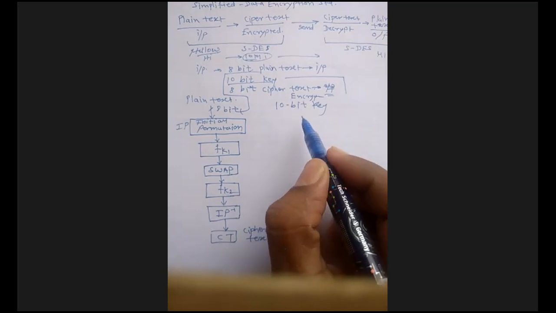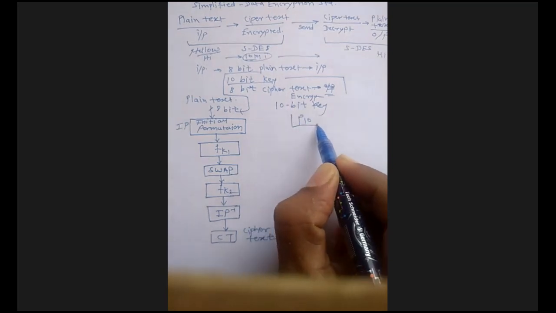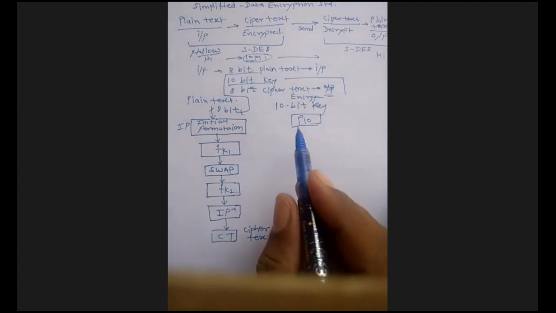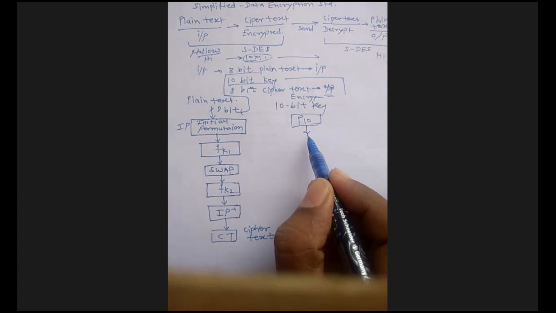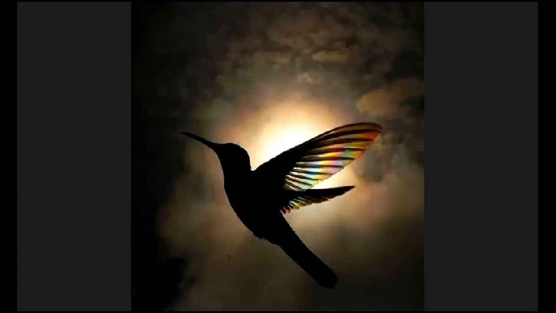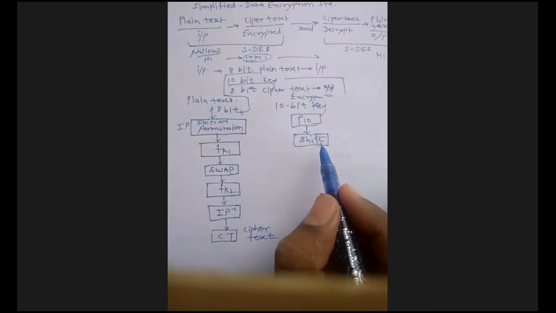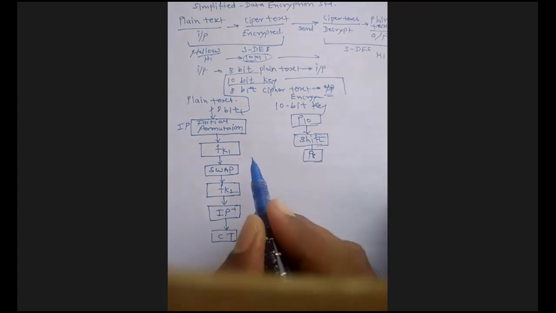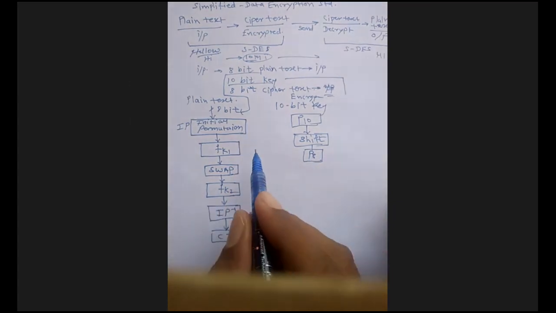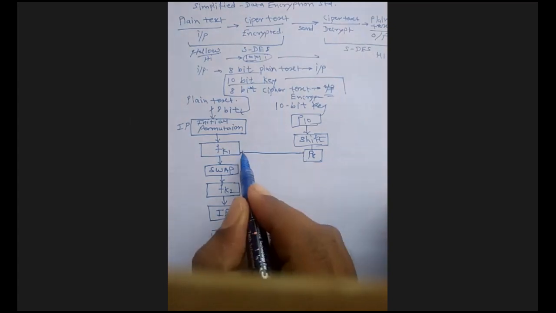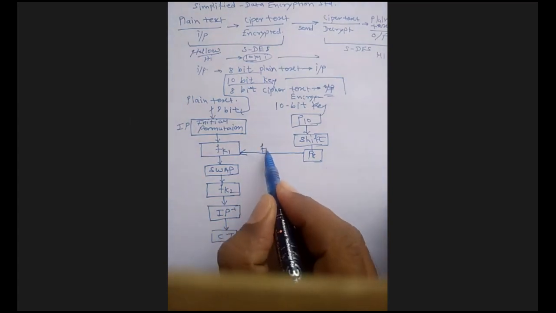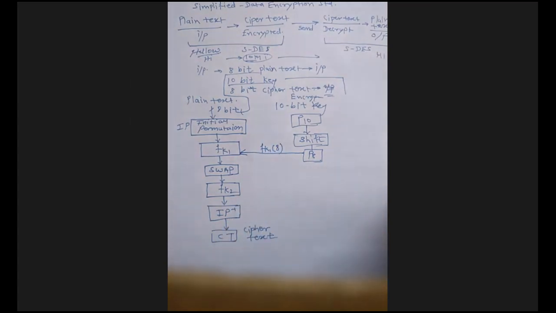See, suppose this is my P10. I have considered P10, any 10-bit key. For this 10-bit key, I have to apply the first shift. And after shifting this 10-bit key, I generate P8, my 8-bit key, and that is nothing but my FK1 key. Got it? So this FK1 is again 8-bit.